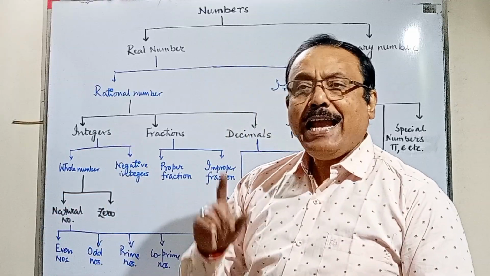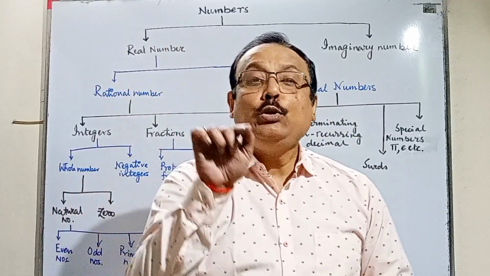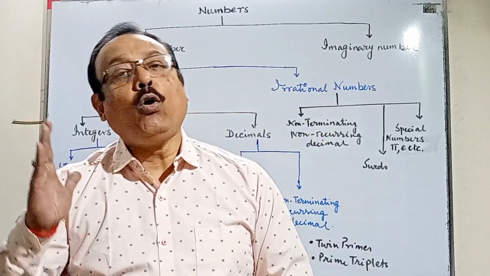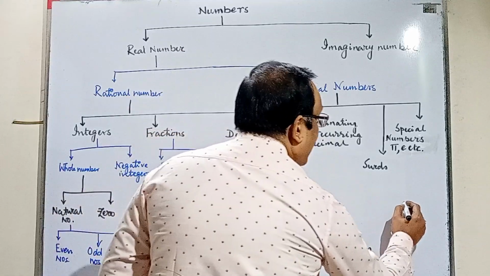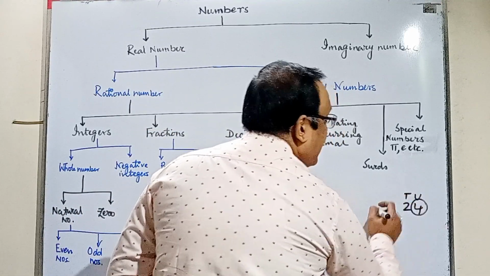Or we can say any number which has 2, 4, 6, 8 or 0 in the unit place. We know the unit place of a number. Suppose I talk about the number 24. This is the unit place, this is the tens place, and it is the unit place I am talking about.